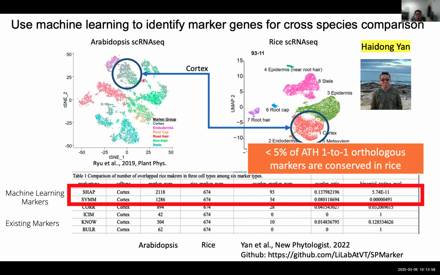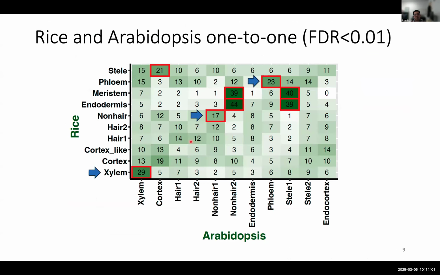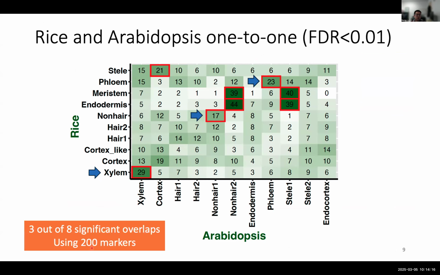What do you see if you look at all other clusters? This is the outcome of that. We take the one-to-one ortholog between rice and Arabidopsis based on Phytozome, and then we take the overlapping markers between the clusters, and these numbers indicate how many one-to-one orthologs are overlapping out of 200 markers. You can see the xylem, non-hair cells are matched, and then phloem. That's 3 out of 8 significant overlaps from orthologous cell types. There are many other overlaps between different species, different cell types as well, but they are not statistically significant.